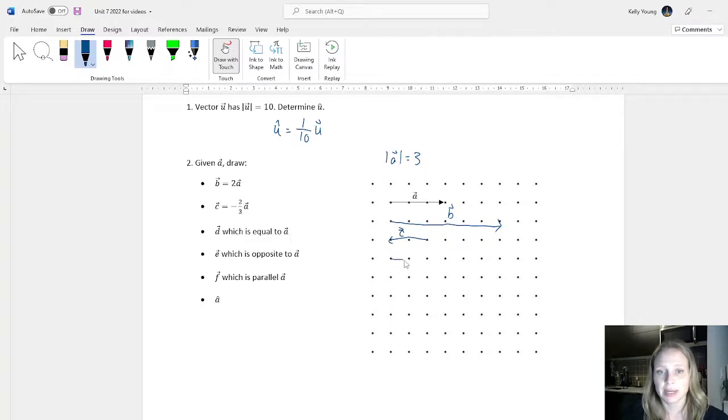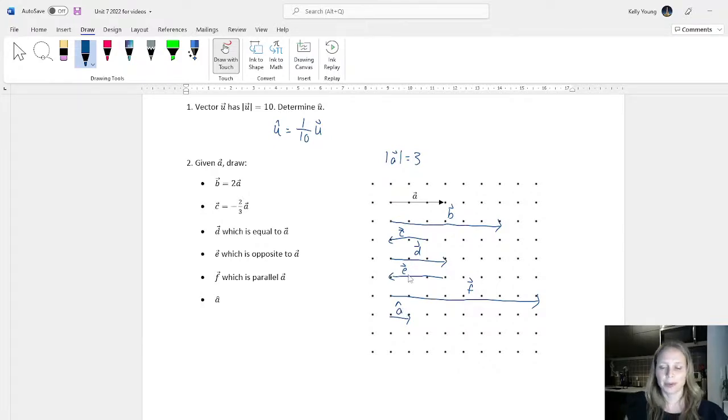Now D is equal to A. Equal to A means same direction, same magnitude, so I'm just recopying A. And then E is opposite to A. Opposite means same magnitude, opposite direction. So instead of east, I am going to be going west. F is parallel to A, so that means same direction, usually different magnitude. So I'll just draw something that's heading east, going all the way to the end, and so that's F. And finally, A cap means the unit vector, so I need to go in the same direction as A, but for only one unit, like that.